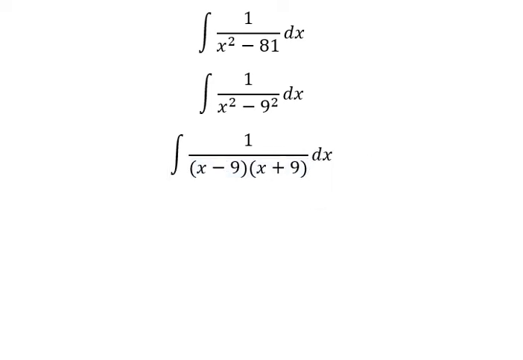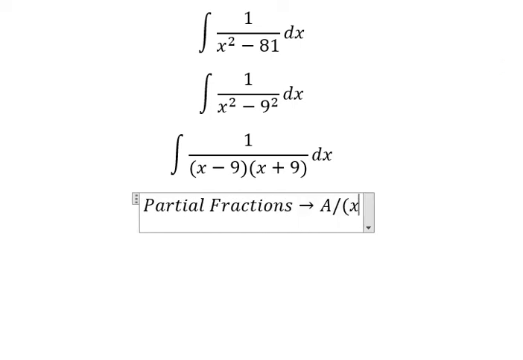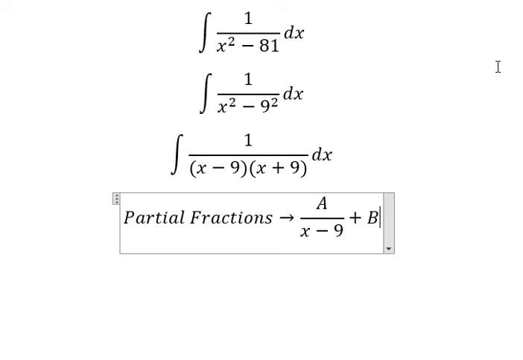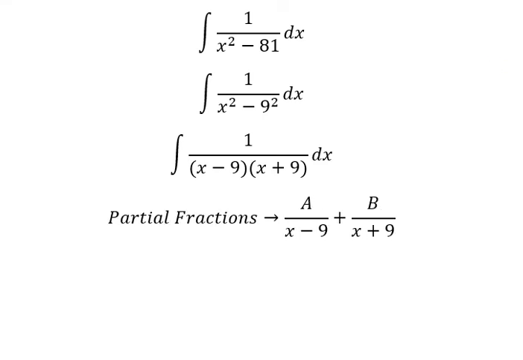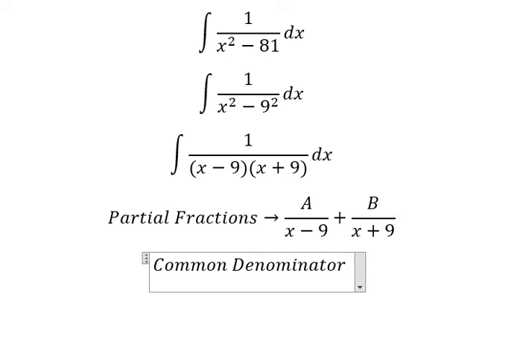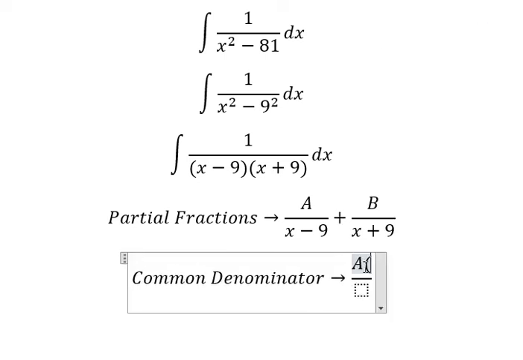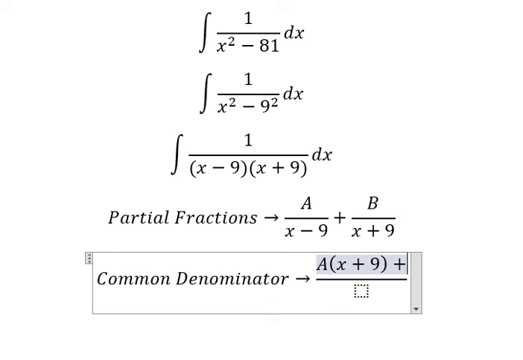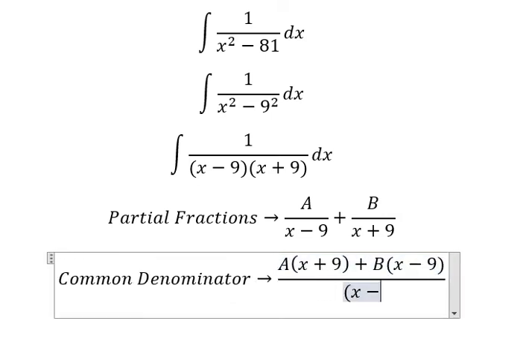Next, we do about partial fractions. So I will put capital A over s minus 9 and capital B over s plus 9. Later that we do common denominator. So capital A multiplied by s plus 9 and capital B multiplied by s minus 9, over s minus 9, s plus 9.